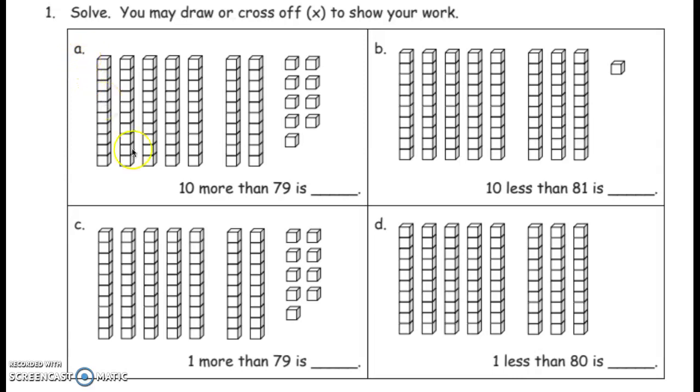So letter A, 10 more than 79 is blank. So either draw or cross off to show what 10 more than 79 is, and then write your answer on the line.